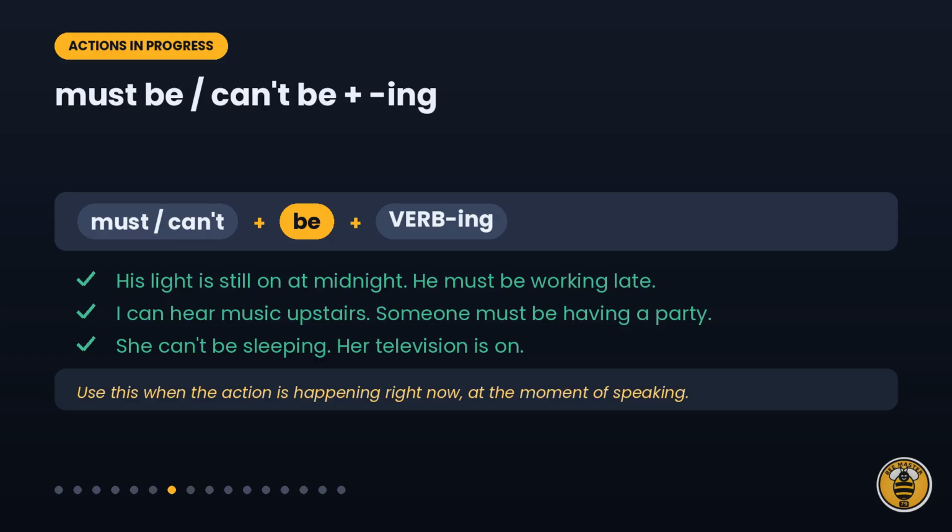If the action is happening right now, use must be or can't be plus the ing form. His light is still on at midnight. He must be working late. I can hear music upstairs. Someone must be having a party. And in the negative, she can't be sleeping. Her television is on.